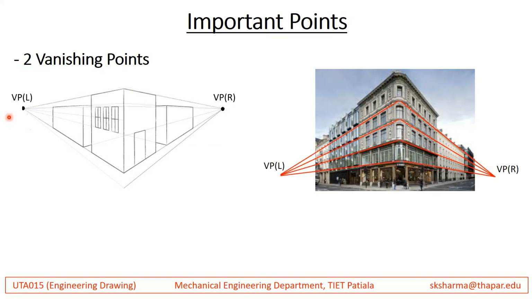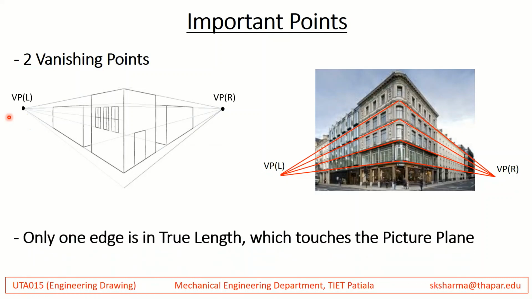The second point to be kept in mind while dealing with the two-point perspective is that in this case there will be only one edge on the object that will be touching the picture plane. If you remember, in the one-point perspective we had one full face of the object that was touching the picture plane. In this case, in two-point perspective, there will be only one edge that will be touching the picture plane. So that edge in this case, in these examples, is shown here. This edge here is the edge that is going to touch the picture plane. Also in this case, this is the edge that is going to touch the picture plane.